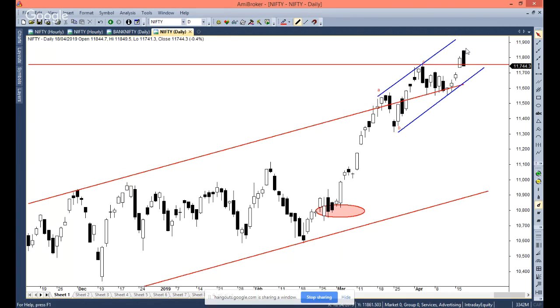We are in wave E of a diametric pattern. So you can see A, B, C, and D is done, and we are in wave E of a diametric pattern. It's too soon to conclude whether the E is complete as of now, or we are going to again move an inch higher towards 11,950, 12,000 odd levels, and there we are going to conclude this ongoing wave E on the upside.